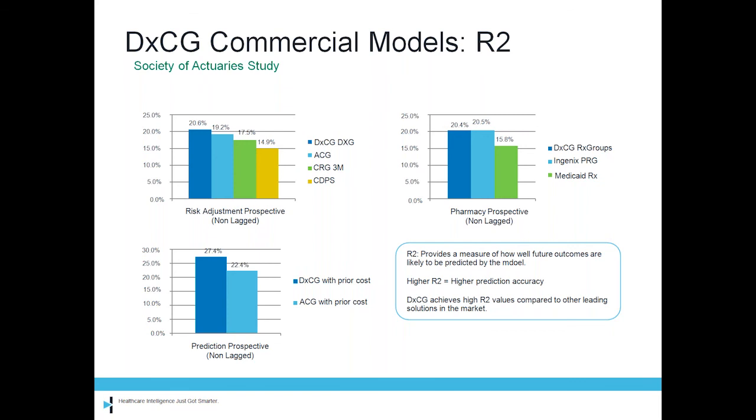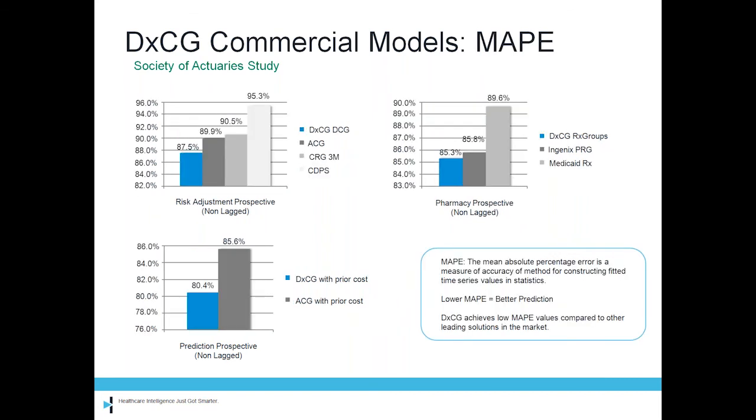Anyways, DXCG's R-squared is 20, which is pretty darn good compared to the other models in the marketplace. I've seen DXCG and ACG go head-to-head, and there's not a lot that separates them in terms of their efficacy. The next thing, MAPE, mean absolute percentage error, is another measure of statistical credibility in the model. And this is just another measure that demonstrates the efficacy of DXCG's, or Verisk's, model predictive capabilities. I like to call this the statistical chops that the model has.